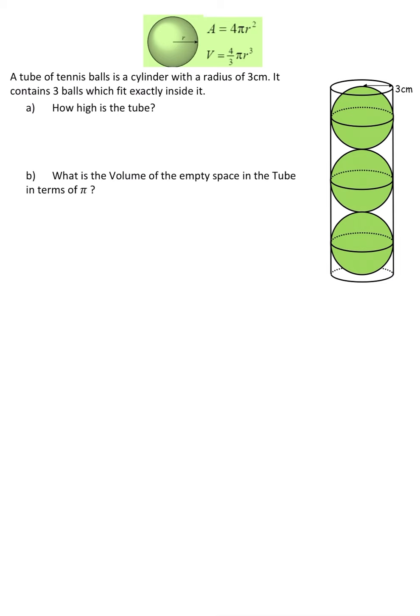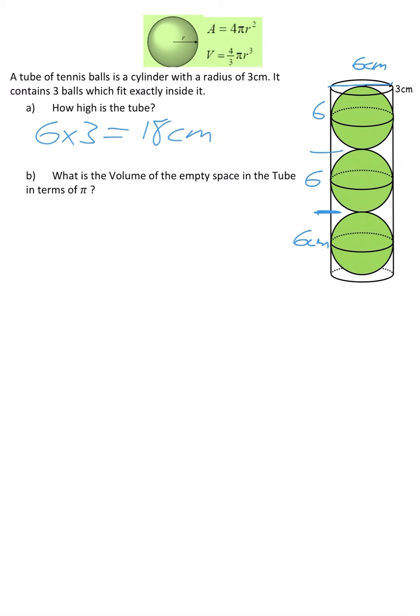Okay, so the only information we have here is a radius of 3 centimeters. But if the radius is 3 centimeters, that means the diameter is 6 centimeters. And in a sphere, the diameter is the same as the height. So that means the height of every sphere, or every tennis ball, is 6 centimeters. So another 6, and then another 6. So the height of the tube will be 6 times 3, which is 18 centimeters.